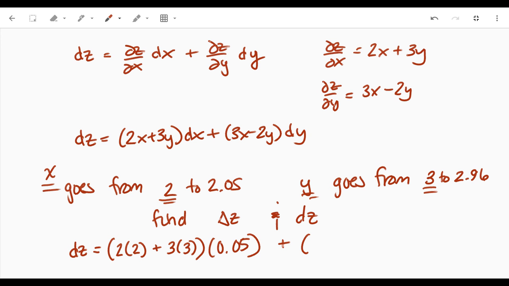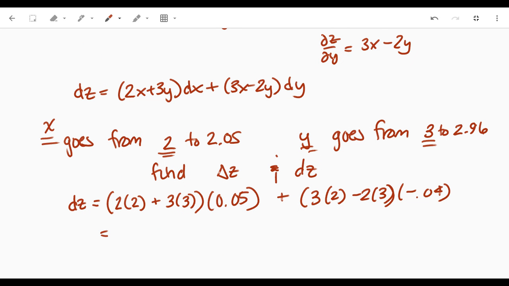Okay, and then 3 times 2 minus 2 times 3. And then our change in y is negative 0.04. Okay, so if we simplify that all out, let's see here. I'm just going to jump ahead. We get, since it's being so glitchy, dz is 0.65.